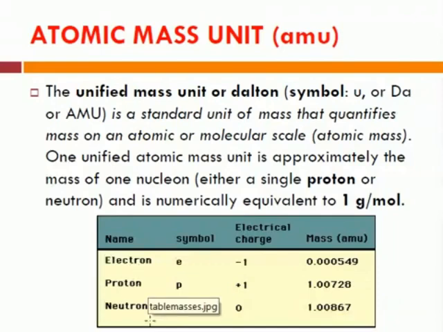Based on the Casio 991 ES Plus, the mass of the proton is constant 0.1, and the mass of the neutron is constant 0.2. So you will get these values. You don't need to memorize these.